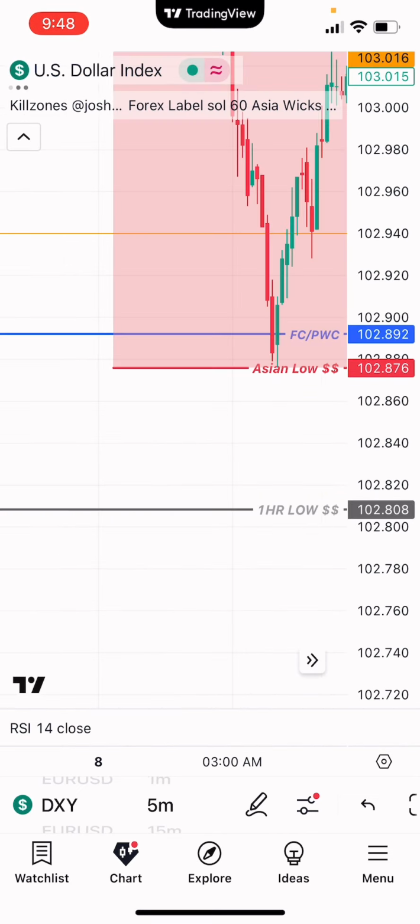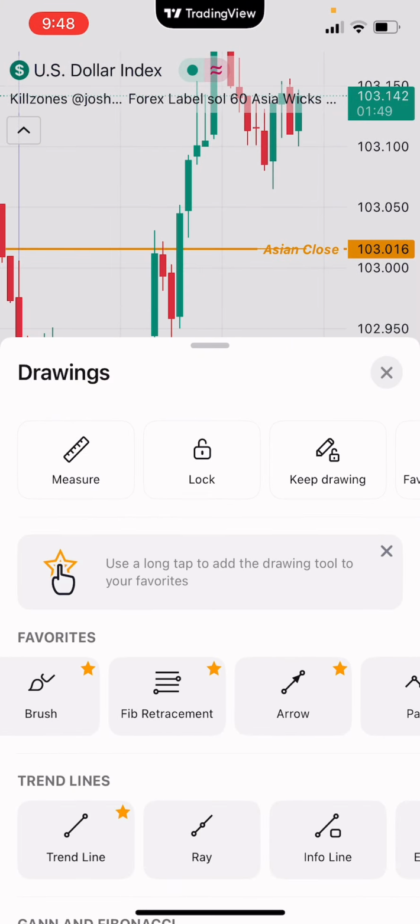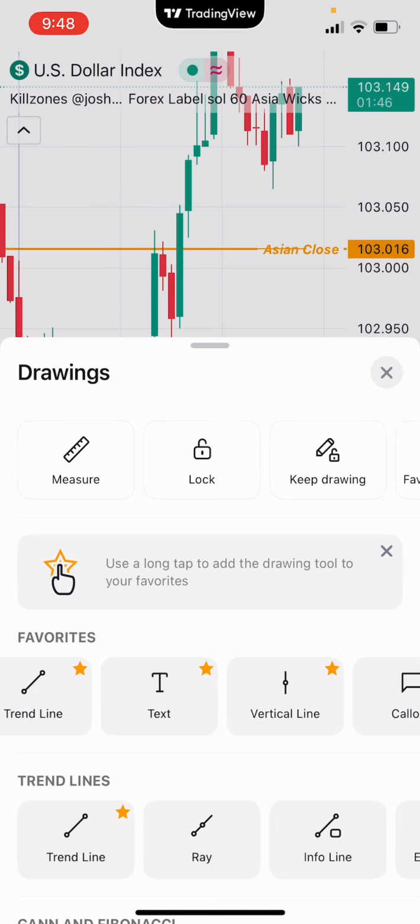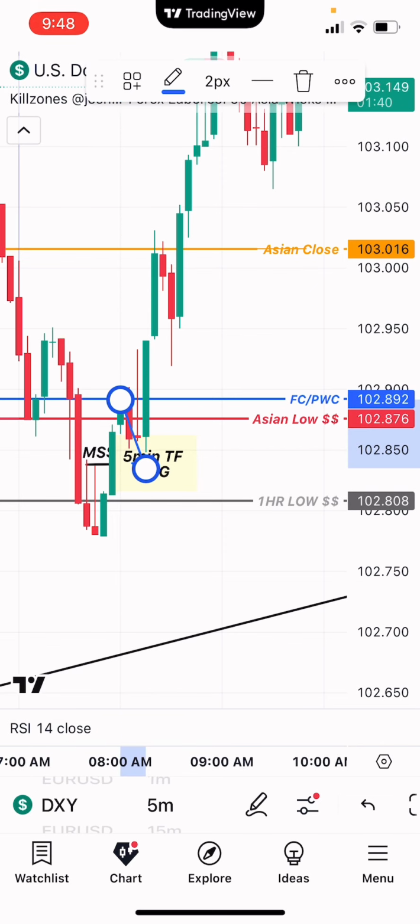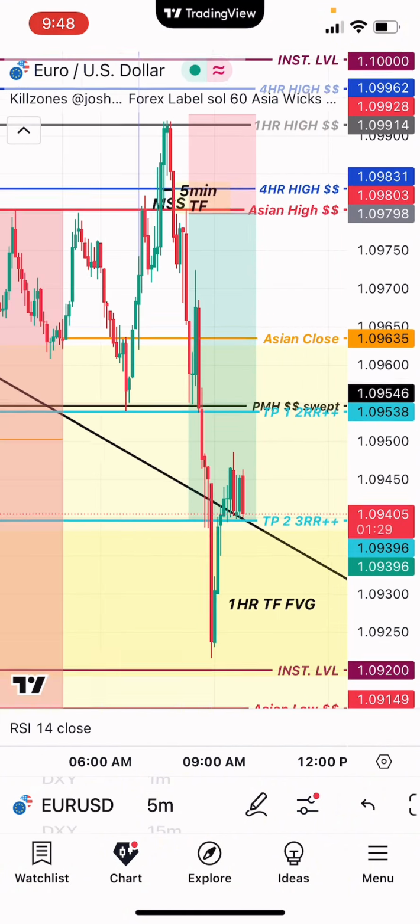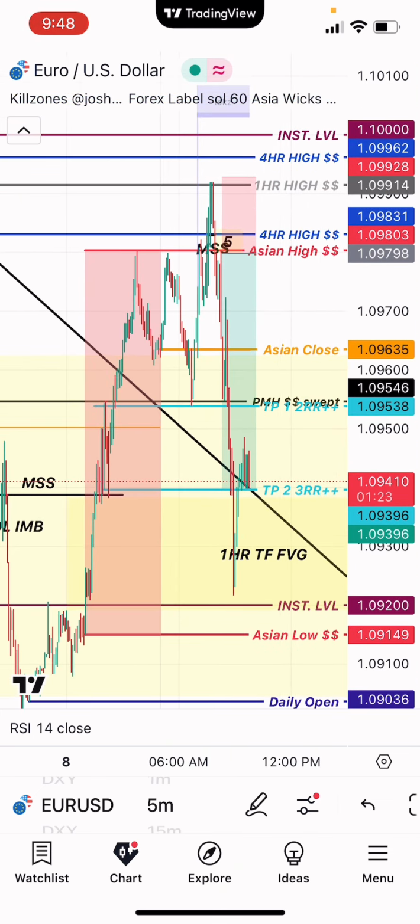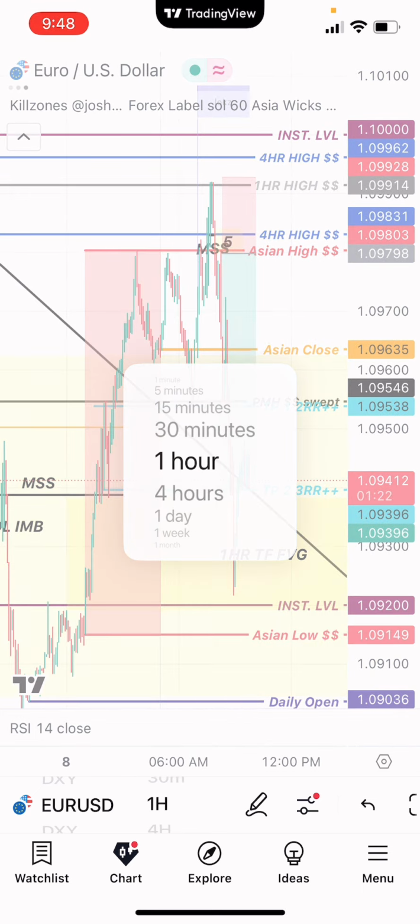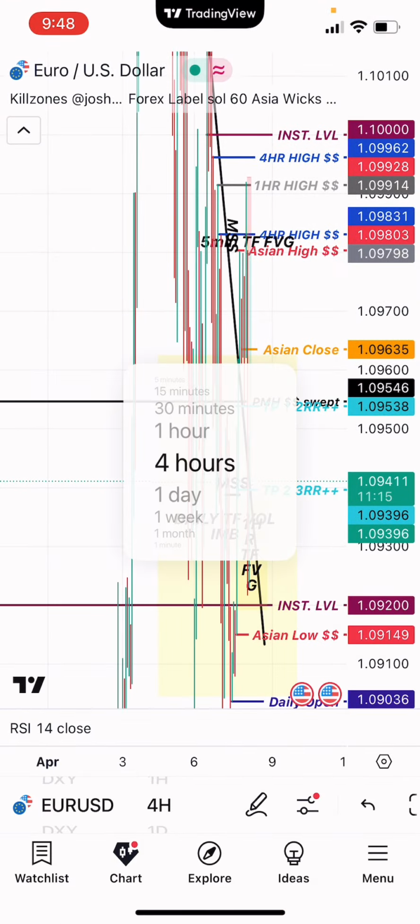So as I saw the 5 minute time frame fair value gap, I waited for price to fill the fair value gap. As soon as price was inside this fair value gap, I immediately switched to the Euro USD chart. On Euro USD, I marked out my point of interest, that is the Asian range, and then after marking out the Asian range, I marked out the 4 hour highs and the 4 hour lows.